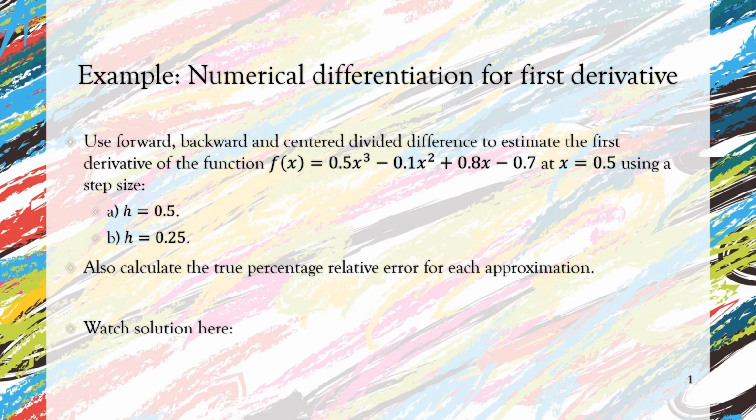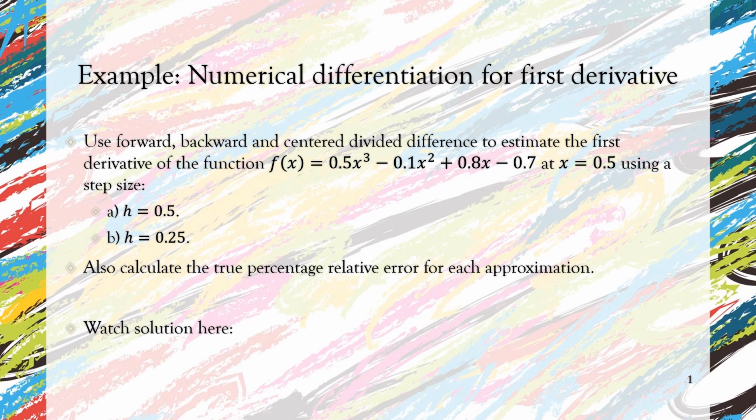centered divided difference. So we are going to compare the approximation using these three different methods, and for each method we are going to use two different step sizes, h equal to 0.5 and a smaller step size, which is half of the first step size, 0.25. The question also asks to calculate the true percentage relative error for each approximation. So meaning you are going to have about 6 approximations.